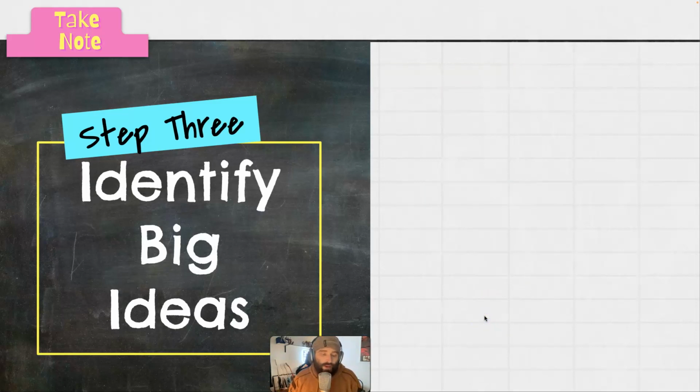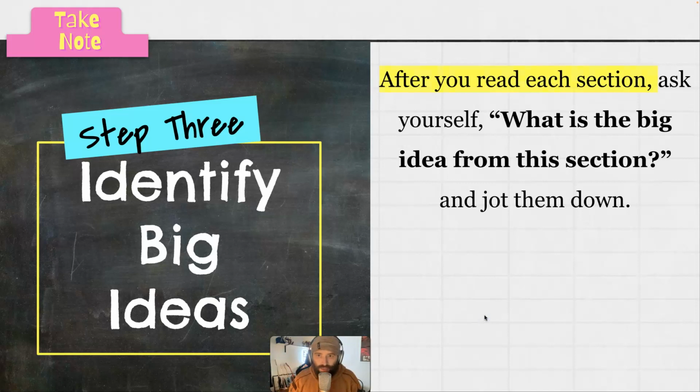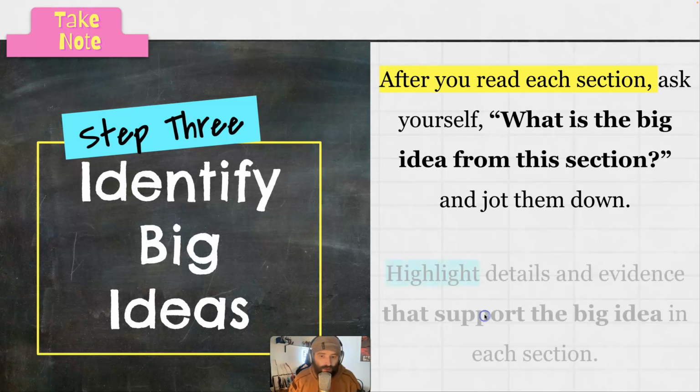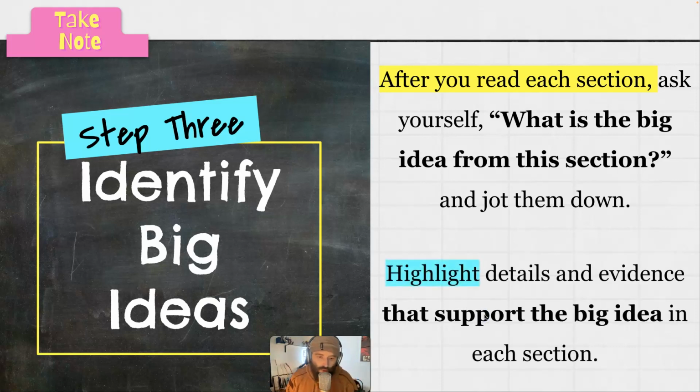Now, step 3, identify the big ideas. Now, this is not necessarily the big idea of the entire text, right? So after you read each section, ask yourself, what is the big idea from this section? And then jot that down. It could be a hashtag summary, could be a short little thing here or there, and then highlight details and evidence that support the big idea in each section.